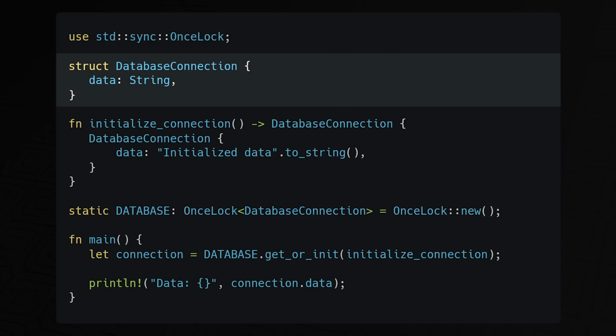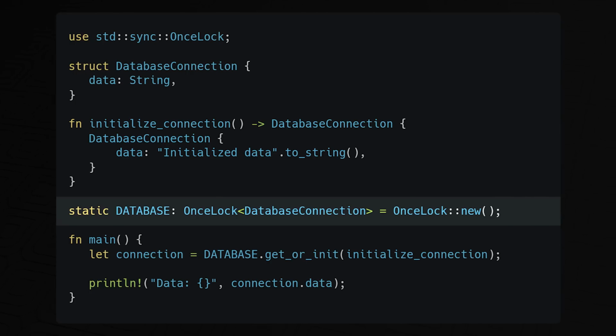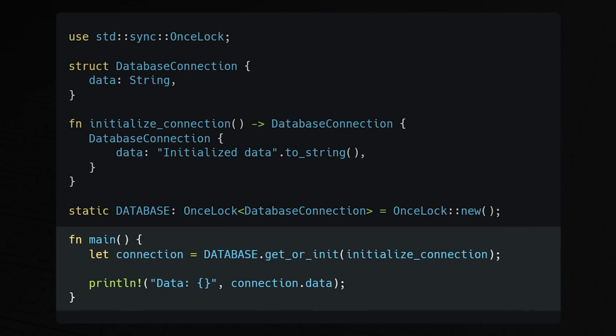In this example, we define a DatabaseConnection struct to simulate an expensive initialization operation. The initializeConnection function represents the initialization logic that creates and returns a new instance of DatabaseConnection. In a real-world scenario, this could involve establishing a database connection. We then create a static variable called DATABASE of type OnceLock holding a DatabaseConnection. In main, we call get_or_init on DATABASE, passing the initializeConnection function as the initializer. If the connection has already been initialized, it returns a reference to the existing value. Otherwise, it calls the initializer. This lazy initialization allows you to defer the expensive initialization of DatabaseConnection until it's actually needed.